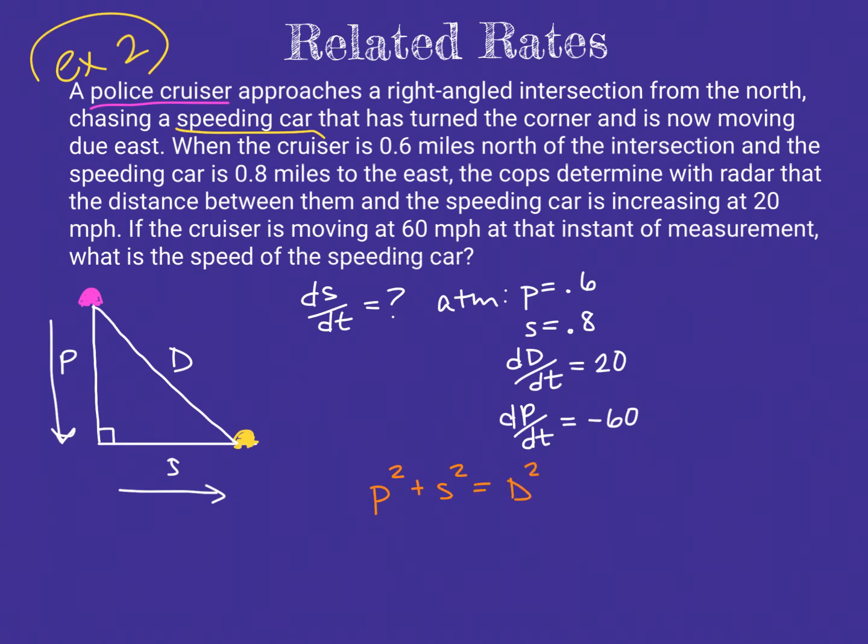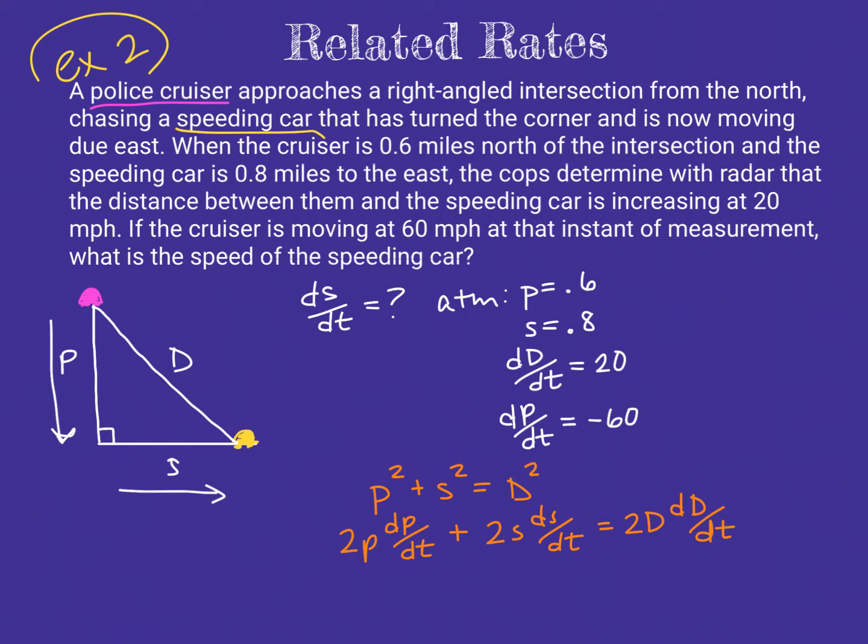Then we can take the derivative with respect to time for each one of these, both sides of the equation. The derivative with respect to time of p squared is 2p dp dt. The derivative of s squared with respect to time is 2s times ds dt. And similarly, the derivative of d squared with respect to time is 2d dD dt.